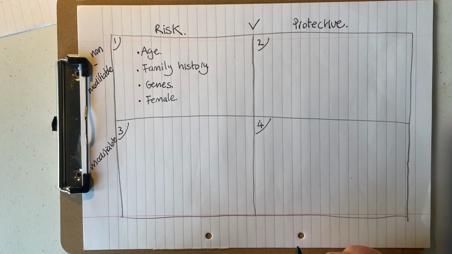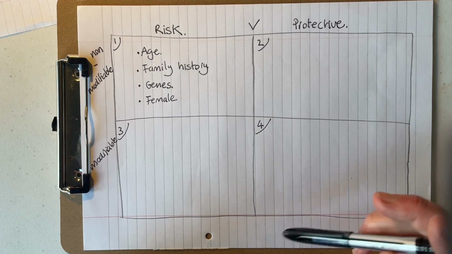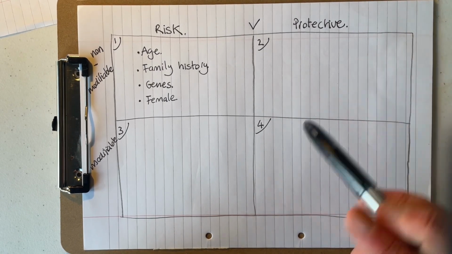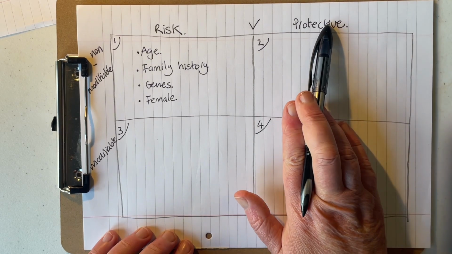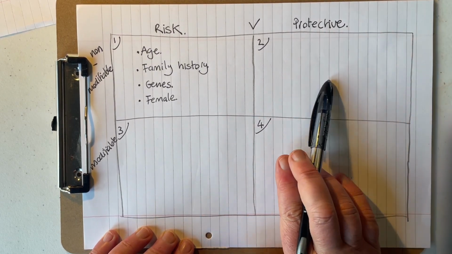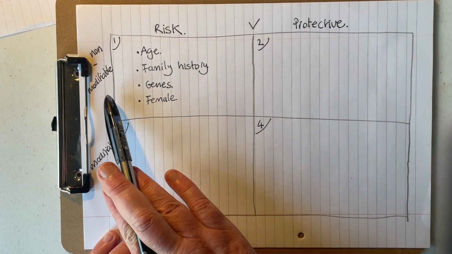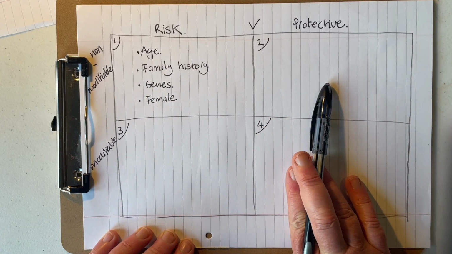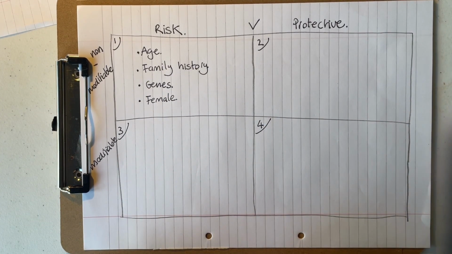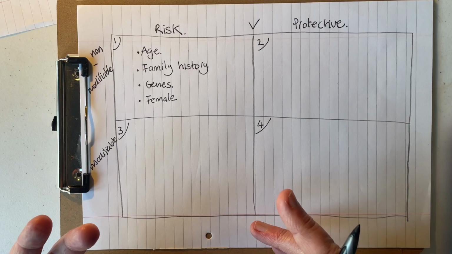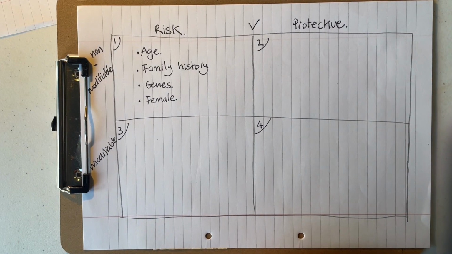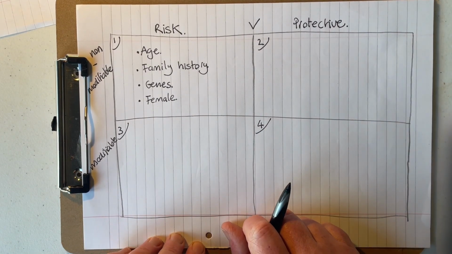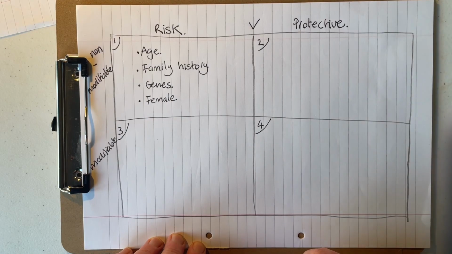Okay, so the next quad we're going to look at is the second one, and that is things that protect you from Alzheimer's, but they're non-modifiable. What that means is that it's too late to do anything about these. These are just things that happen to you earlier in life. So don't worry, we've got 2 quads to go.